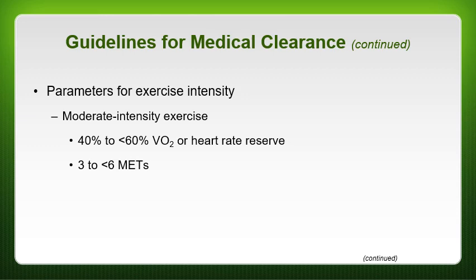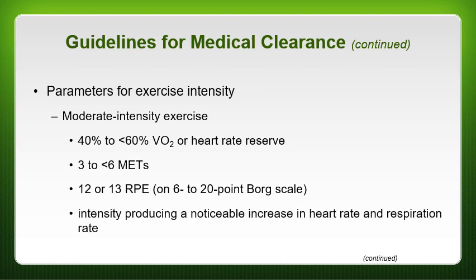3 to slightly less than 6 metabolic equivalents, 12 or 13 on the rating of perceived exertion scale. And here you're going to produce a noticeable increase in heart rate and respiration, to get to that specific intensity level that we're looking for. And again, you could use any one of these as your measure. You could determine what you feel would be most comfortable for you and easiest to educate the patient on, for them to moderate their intensity.